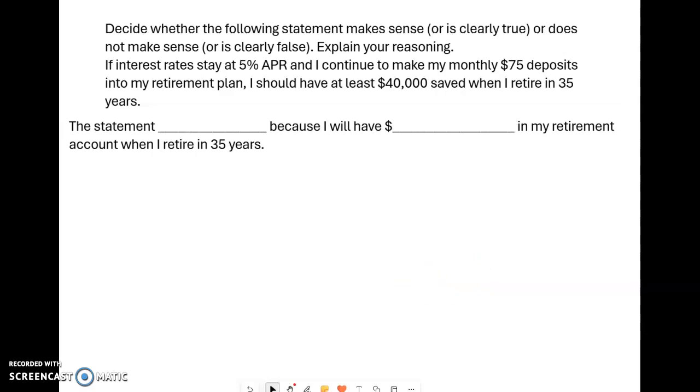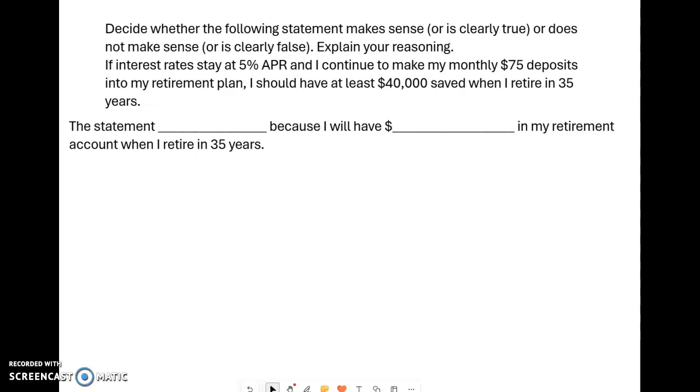So this question comes from section 4C, and it says decide whether the following statement makes sense or is clearly true, or does not make sense or is clearly false. Explain your reasoning. It says if interest rates stay at 5% APR, and I continue to make my monthly $75 deposits into my retirement plan, I should have at least $40,000 saved when I retire in 35 years. And then you have to fill in the blanks here.